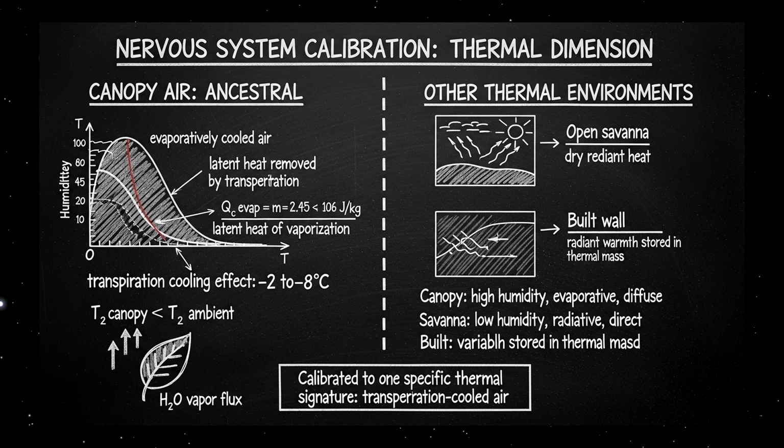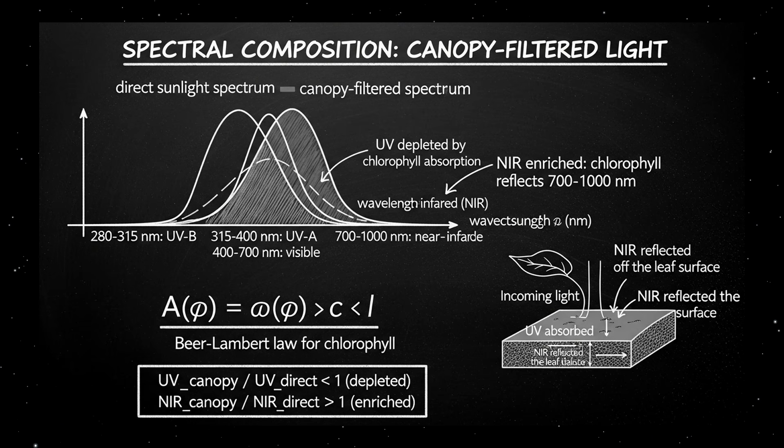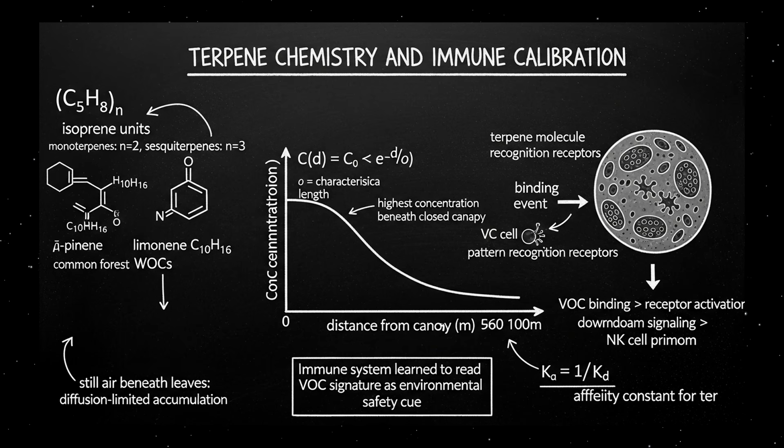A nervous system that spent tens of thousands of generations functioning primarily beneath tree canopies was calibrated to every dimension of that environment, calibrated to the temperature profile of evaporatively cooled air, not the dry heat of an open savanna or the radiant warmth of a sun-baked wall, but the specific cool of air from which latent heat has been removed by transpiration, calibrated to the spectral composition of chlorophyll filtered light, the near-infrared enriched UV-depleted spectrum that canopy shade creates, calibrated to the chemistry of terpene-rich, still air beneath leaves, the volatile compounds that the immune system learned to use as a trigger for NK cell activation.